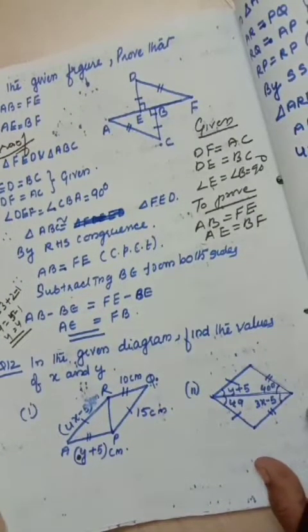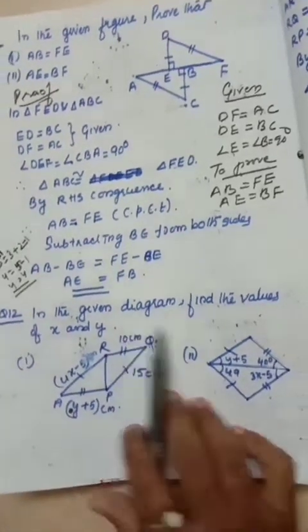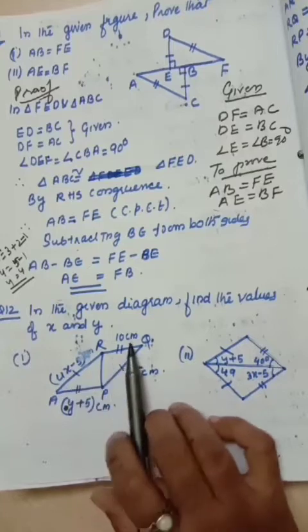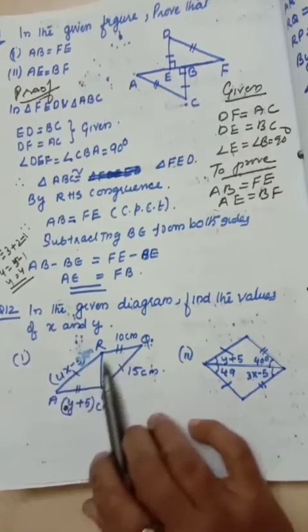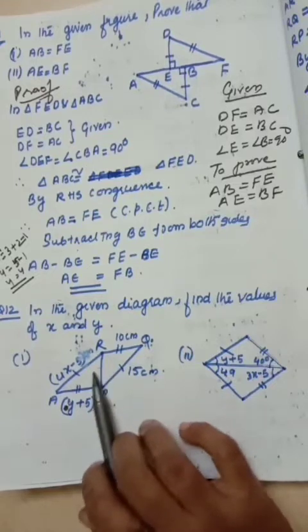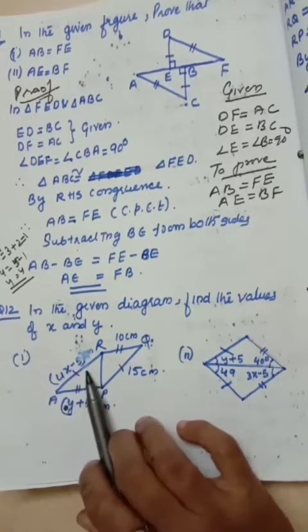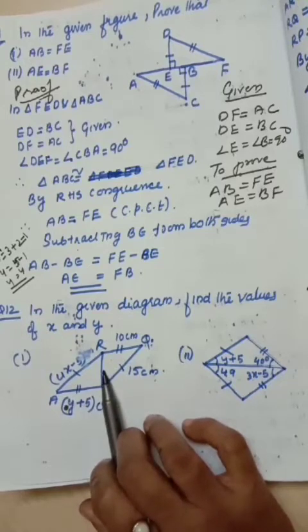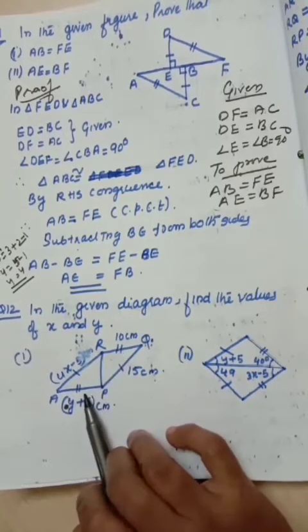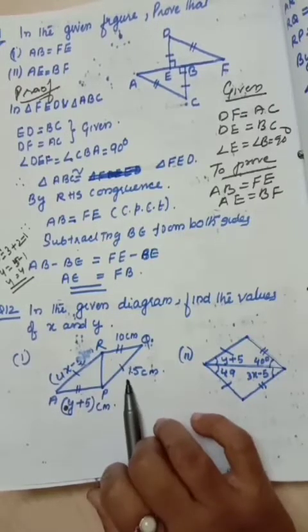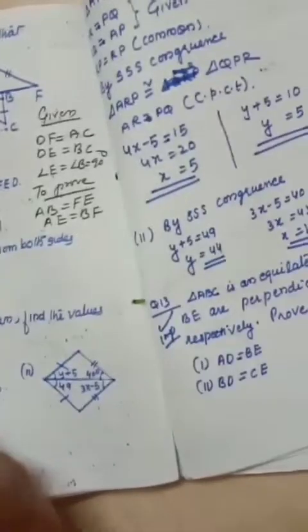Next, in the given diagram, find the values of x and y. Same problem, just we proved. See, these two sides are equal, these two sides are equal. This is the common side for these two triangles. So, by SSS congruence, you can say these two triangles are congruent. Then corresponding parts you can equate. These two sides you get. You will get the value.